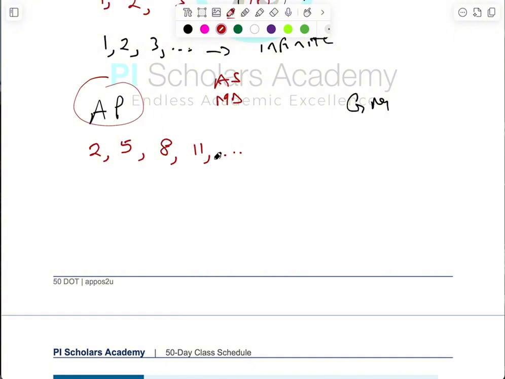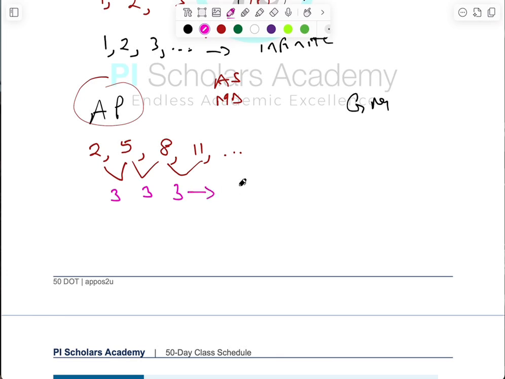Another way you can also judge an arithmetic progression is to subtract the immediate previous term from the immediate latter term. So what I mean here is that subtract 2 from 5, subtract 5 from 8, and subtract 8 from 11. So what you notice is that they will always have a common value. 5 minus 2 is 3, 8 minus 5 is 3, 11 minus 8 is 3.